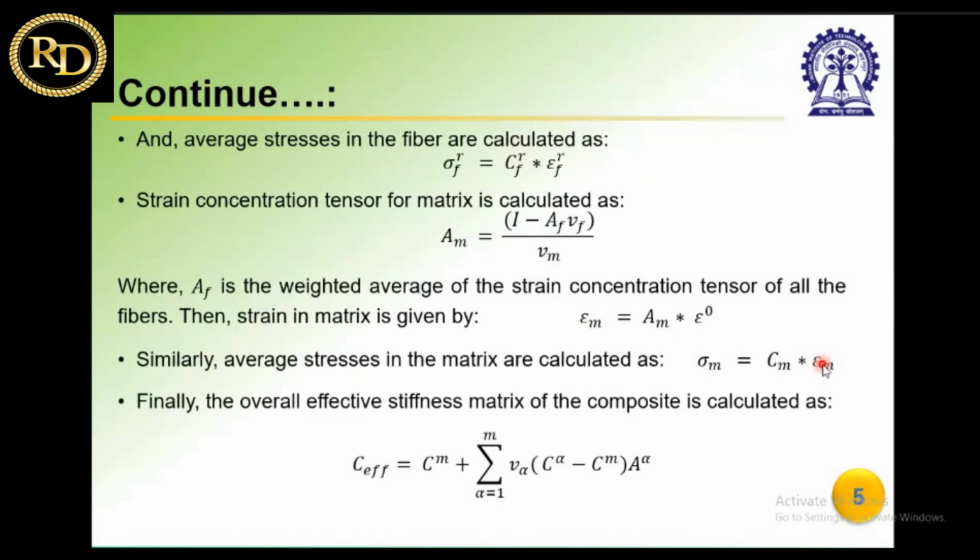So finally, when we have all the formulas for all the things, we can calculate the effective stiffness matrix of the overall composite, which is given by this formula. So this Cm is the effective stiffness matrix of the matrix material. This V alpha is the volume fraction of that fiber or inclusion, and this C alpha is the effective stiffness matrix of the inclusion, and this E alpha is the strain concentration tensor.